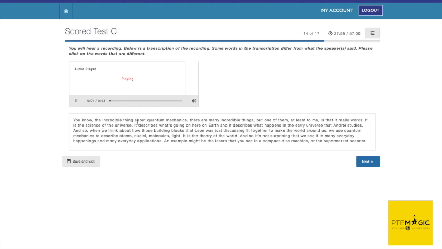You know, the incredible thing about quantum mechanics, there are many incredible things, but one of them, at least to me, is that it really works. It is the theory of the universe. It describes what's going on here on Earth, and it describes what happens in the early universe that Andre studies. And so when we think about how those building blocks that Leon was just describing fit together to make the world around us, we use quantum mechanics to describe atoms, nuclei, molecules, light. It is the theory of the world. And so it's not surprising that we see it in many everyday occurrences and many everyday applications. An example might be the lasers that you see in a compact disc player or the supermarket scanner.